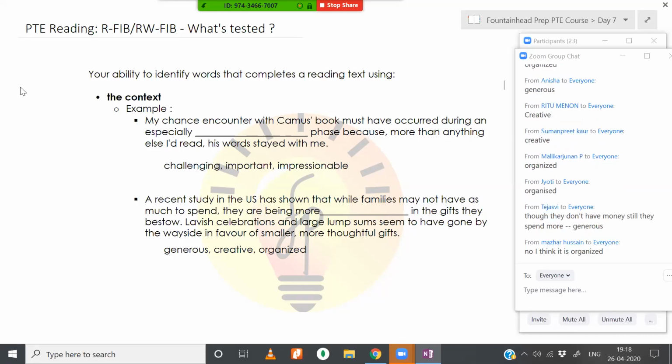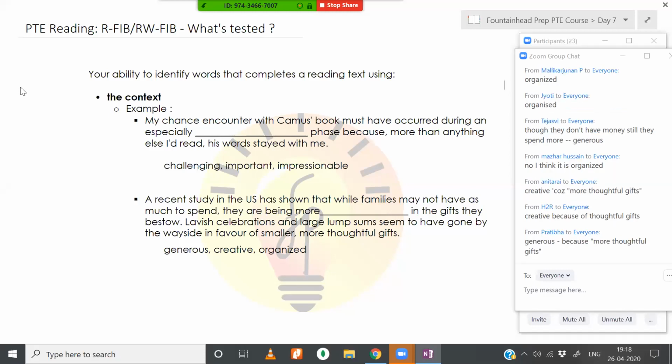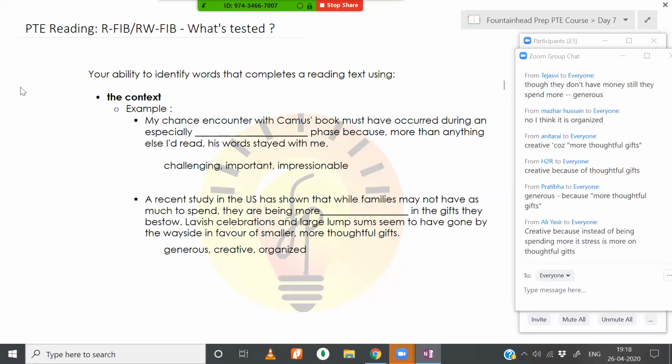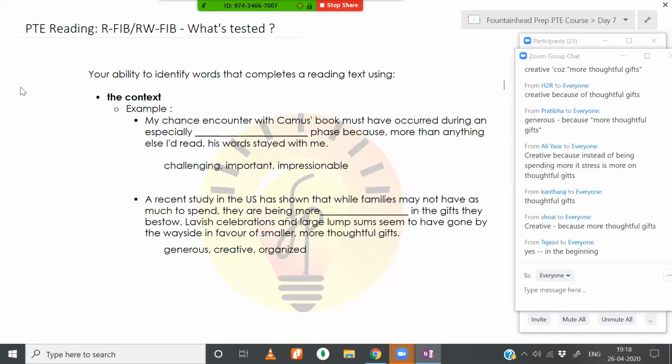Okay, so Tejasvi feels that it is generous because though they don't have money, still they spend more. Have they mentioned that they spent more? Tejasvi, you have to read critically. Do you think anywhere they have mentioned they will spend more? Generous. Okay, so generous because of thoughtful gifts. Creative because of thoughtful gifts. Okay.